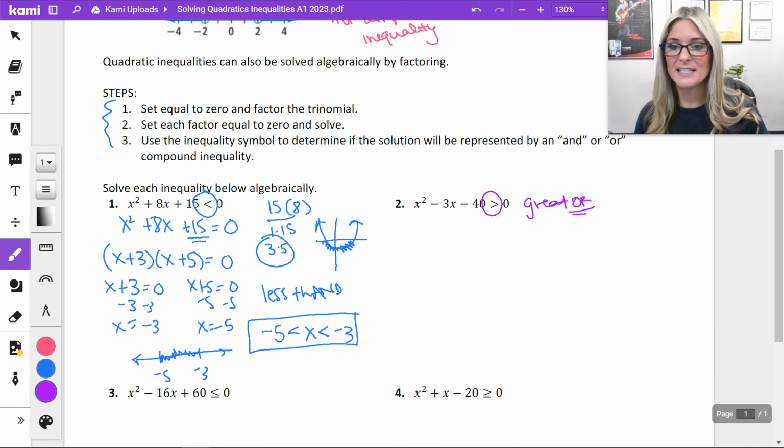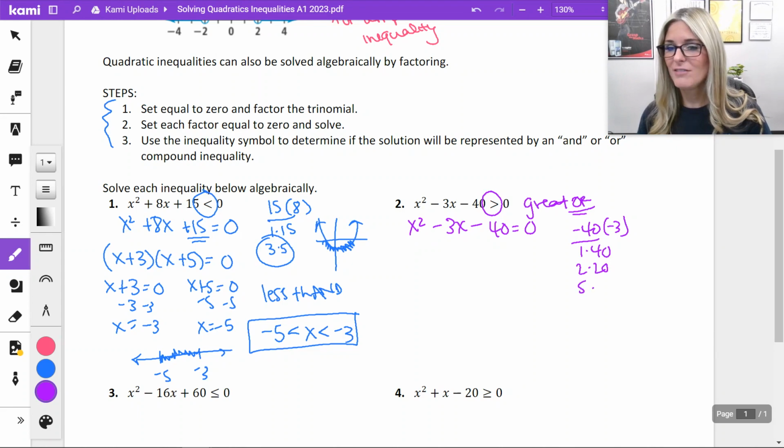So if you recall, this is going to be an or compound inequality. Let's go ahead and set it equal to 0 and factor, considering the factors of -40 and trying to find the pair that adds up to -3. So 1 and 40, 2 and 20, 5 and 8. There we go. Positive 5, negative 8 is going to work out for us.